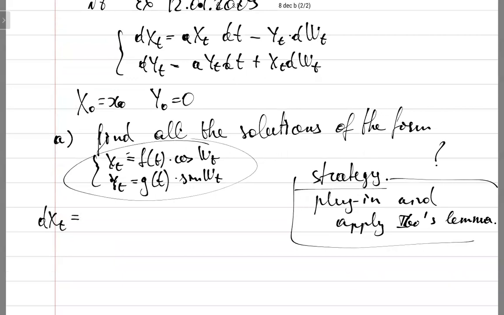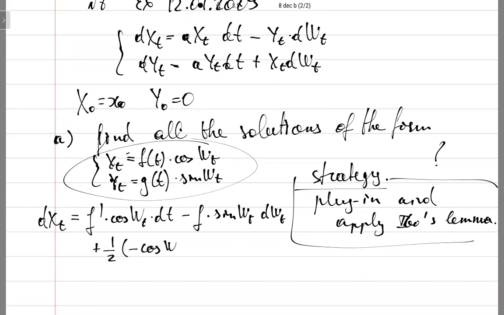Let's do it. So first I calculate dX_t. dX_t, according to Ito's lemma, is f prime cosine(wt) dt minus f sine(wt) w dW plus 1/2 times minus cosine(wt) times f times (dW_t) squared, and that is dt. Okay?